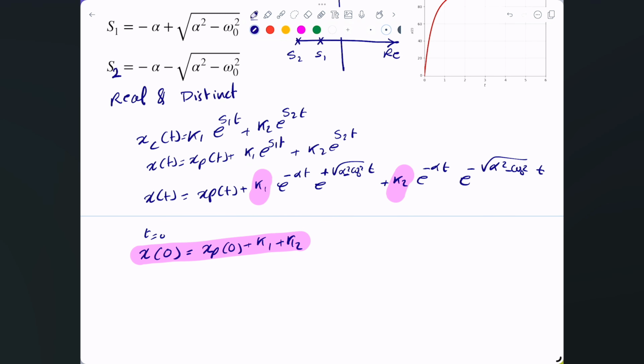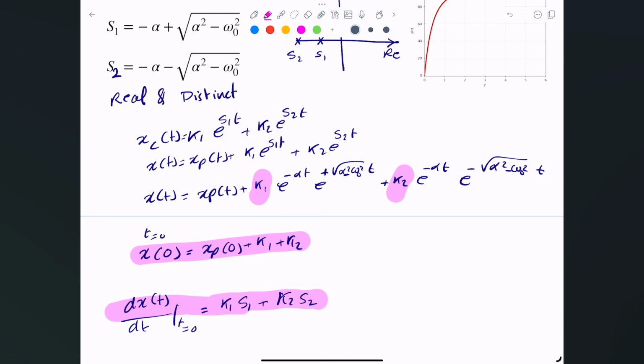Okay, the second equation will be when you take the derivative, dx of t divided by dt, and evaluate that derivative at 0. What you'll end up with is the following. You'll end up with K1 s1 plus K2 s2. That's what you'll end up with. And you can take the derivative. We know the xp of t for DC is just constant, so the derivative of this will be 0. The derivative of this is simply K1 times s1 e to the power s1 t, but we'll evaluate it at 0, so that leaves me with K1 s1. That's what you see in here.